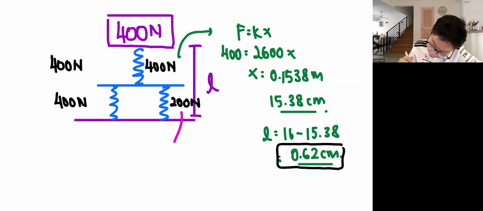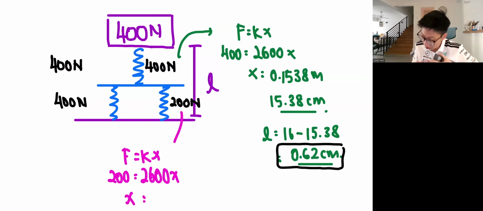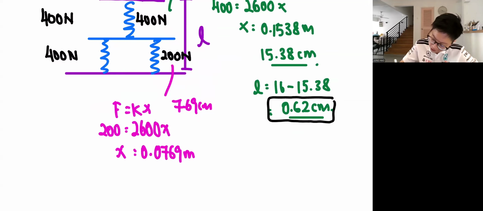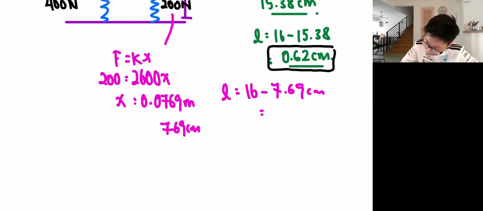Okay, second one. What about 200 Newton? So F equals Kx. 200 equals 2600 X. So my X would be equal to 0.0769 whatever meter. So therefore, this is going to be 7.69 cm, right? Correct. Okay, then finally, the length of that is going to be 16 minus 7.69 cm, 8.31 cm.